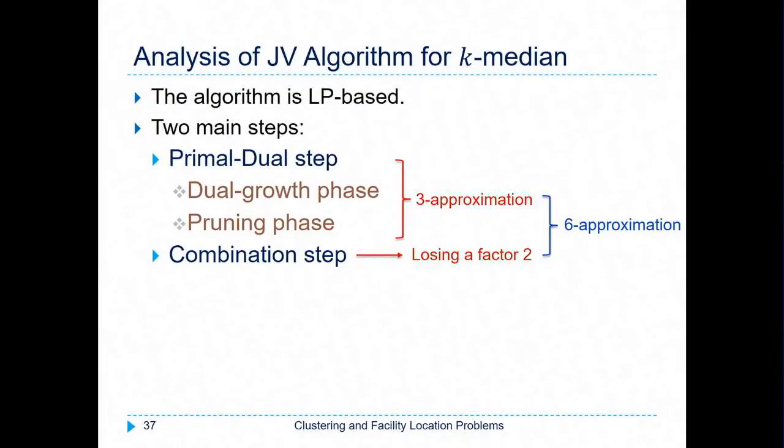And so a binary search step is done in this step, and I'm not going to go through the details of that, but the idea is that the binary search step is done, and then, losing a factor of 2, a solution of size at most K is found. So the Jain-Vazirani algorithm for K median gives a 6 approximation.